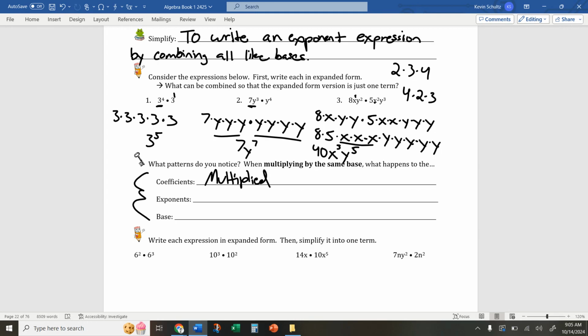We had 2y's and 3y's. That's a total of 5. And we can see the power of 5 in our final expression.